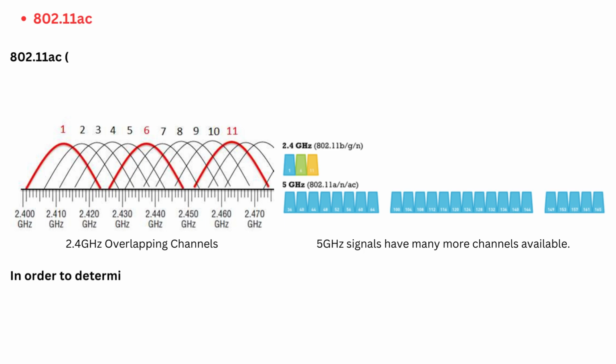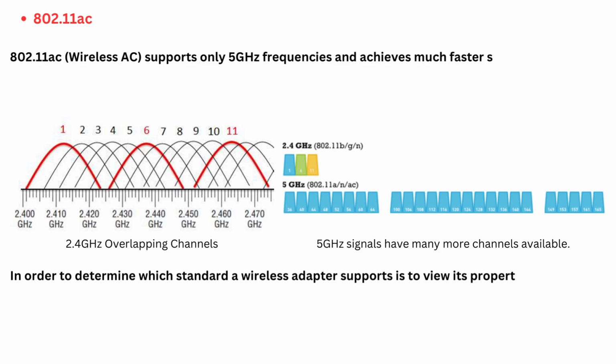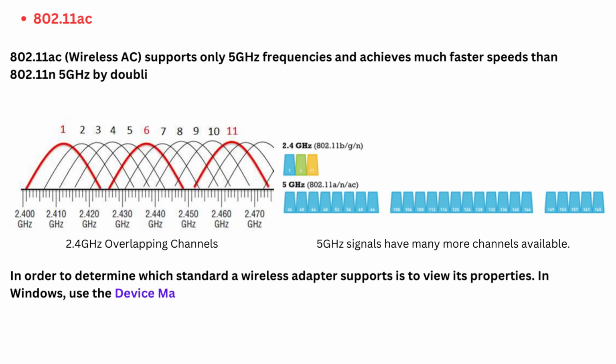802.11ac. 802.11ac, wireless AC, supports only 5 GHz frequencies and achieves much faster speeds than 802.11n at 5 GHz by doubling channel width and supporting up to 8 data streams.